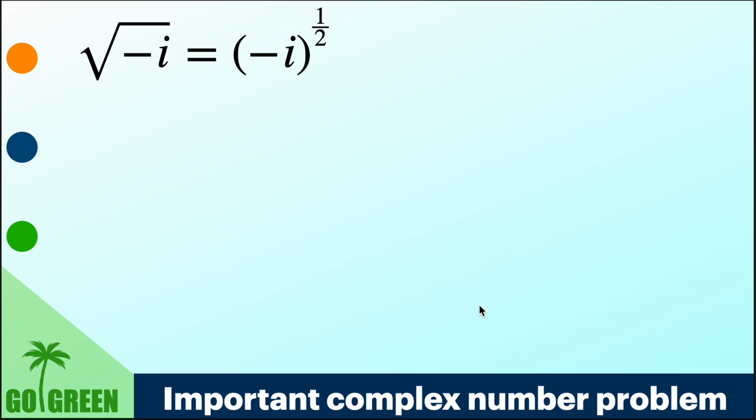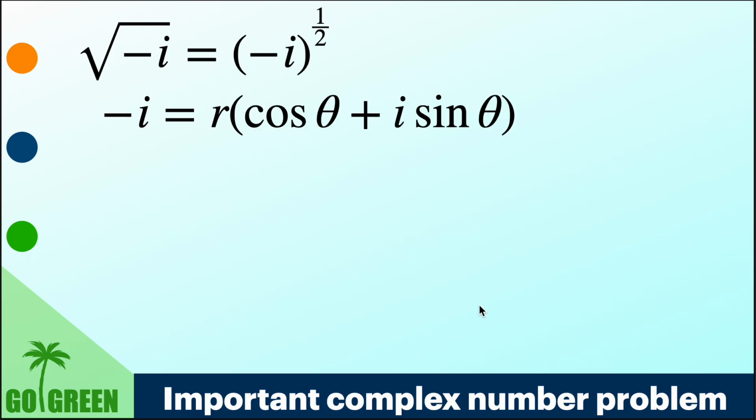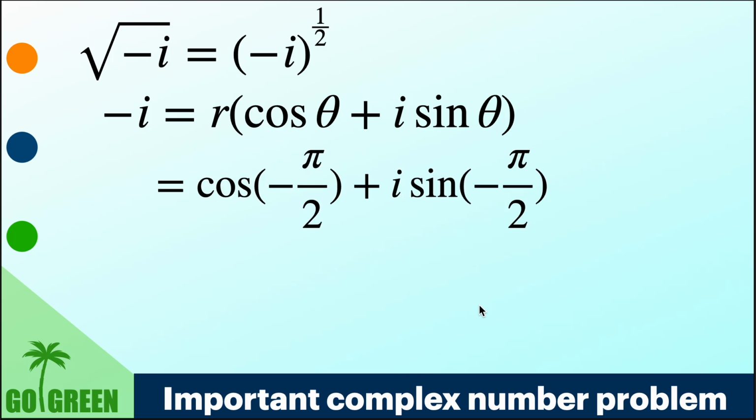Well, similar things we can do for square root of minus i. So square root of minus i is nothing but minus i to the power half. Then again you write minus i as r cos theta plus i sin theta. r is the modulus of minus i, which is well known to be 1. Therefore, we do not need to write r again. So if we take theta equal to minus pi by 2, we get cos minus pi by 2 plus i sin minus pi by 2.